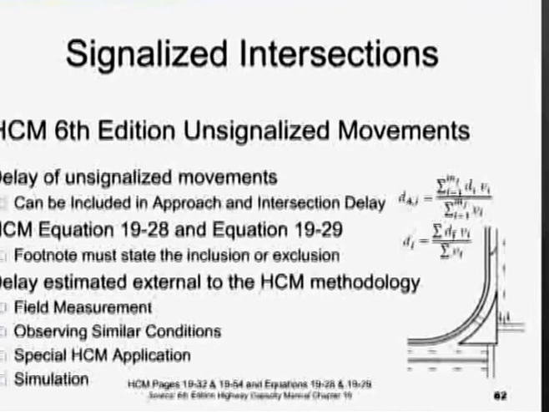Yeah, here's the free right I'm talking about. Again, if that's a yield control at the base of that ramp, then you got to figure out what that delay is and insert that in the procedure. And those two equations show you that it's going to be modeled. It's going to be included in the approach and intersection averages as it should be. But the manual doesn't tell you how to do this.